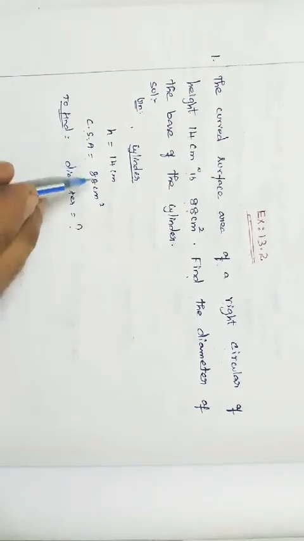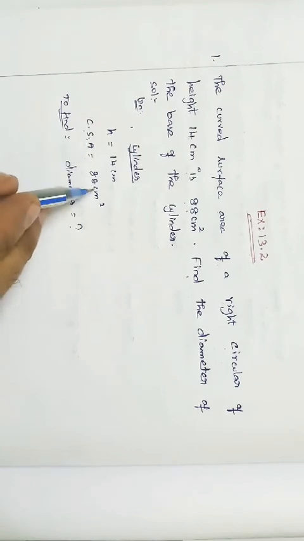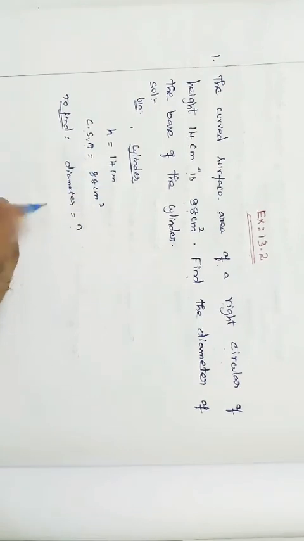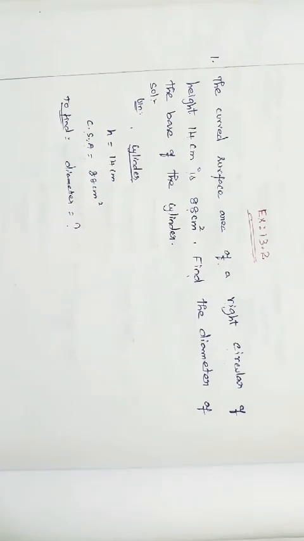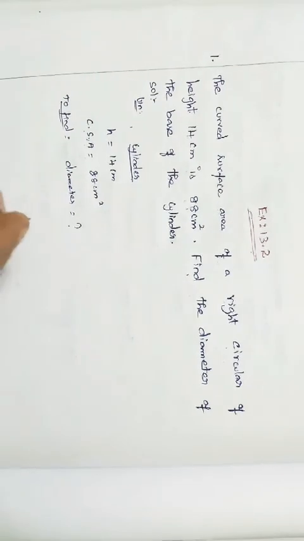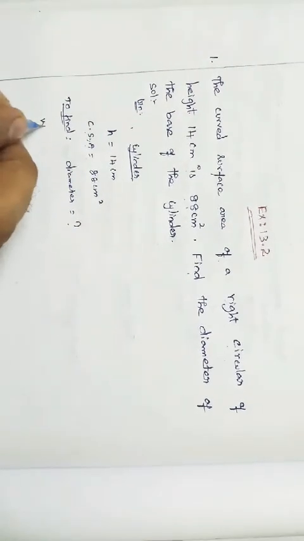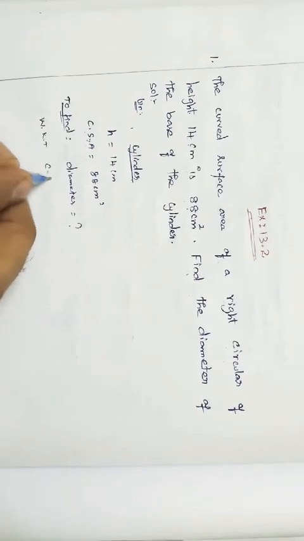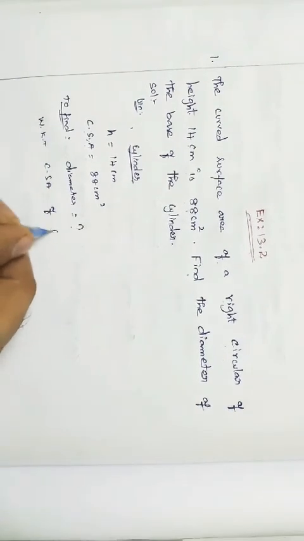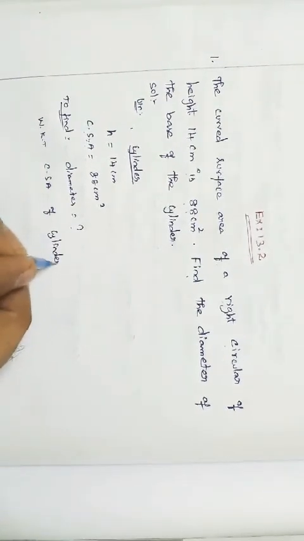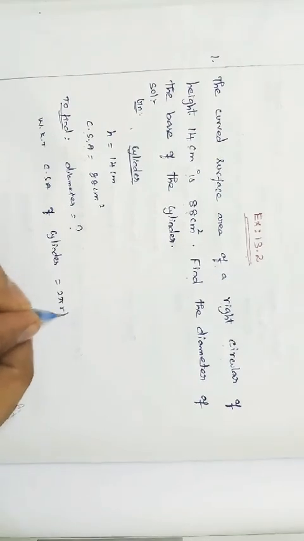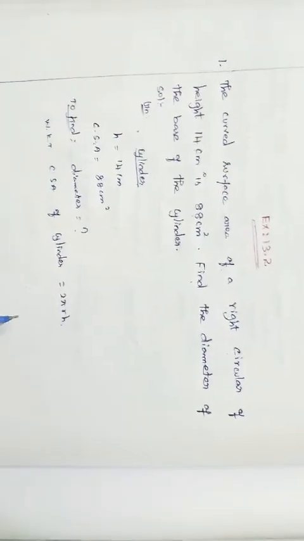So here, I'm just going to equate the formula with this value. We know that the CSA of a cylinder is equal to 2 pi r h.